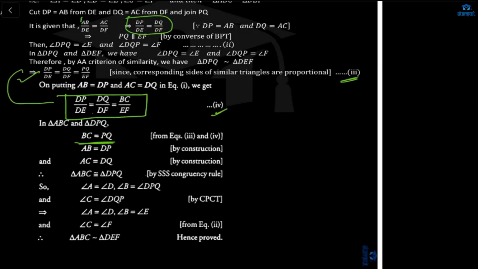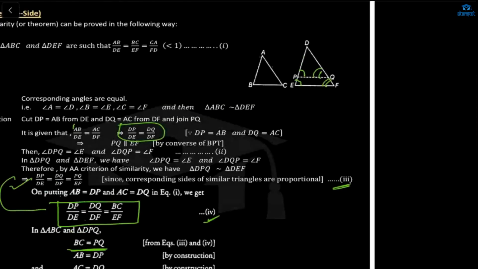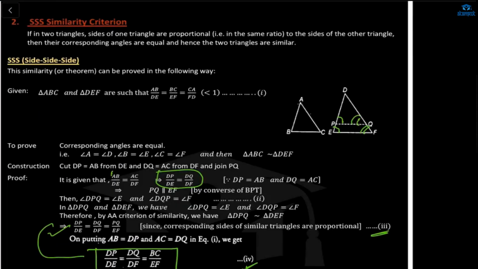We already know that angle A is equal to angle D, and angle DPQ is equal to angle E because PQ is parallel to EF. And angle DQP is equal to angle F. So from there, we conclude that angle B is equal to angle E, angle C is equal to angle F. So both the triangles are similar. Any doubt?